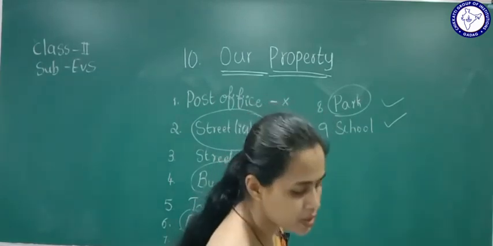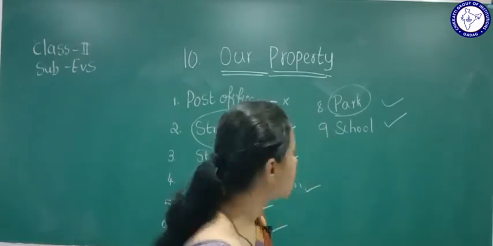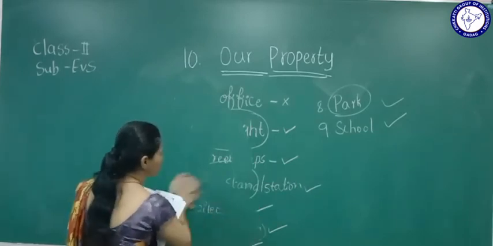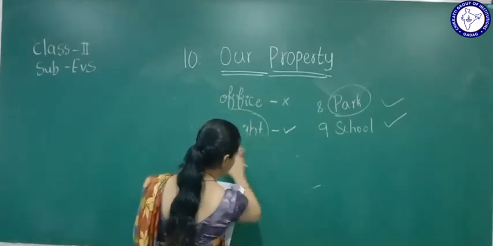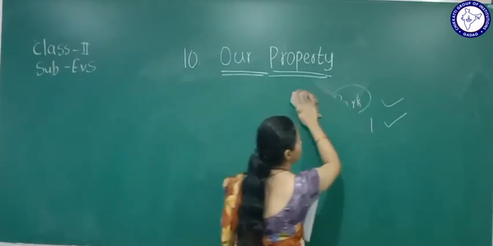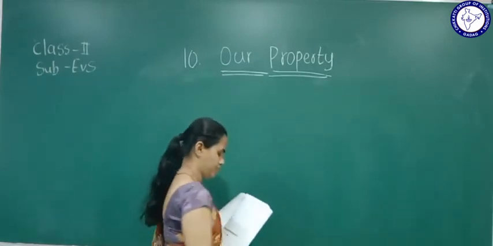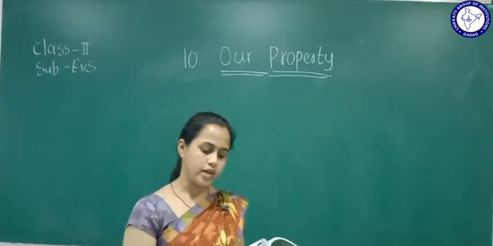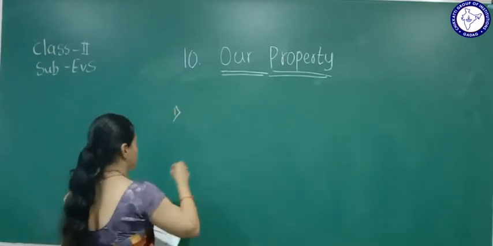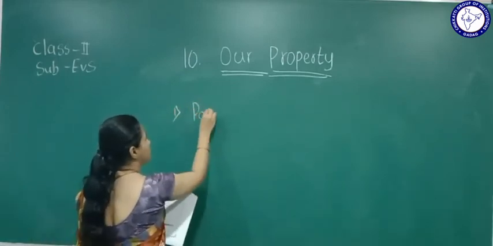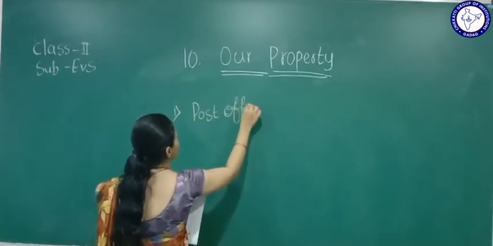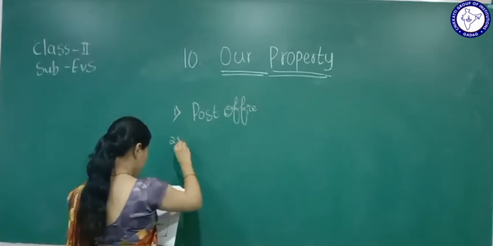So here see the next exercise, answer in a sentence. So they had given what? Question and answer here. Okay, so we should write the answer here. I'll just provide you the notes that you can copy. From where do you get postal letters? I'll just write in short, post office. We get letters from where? Post office.